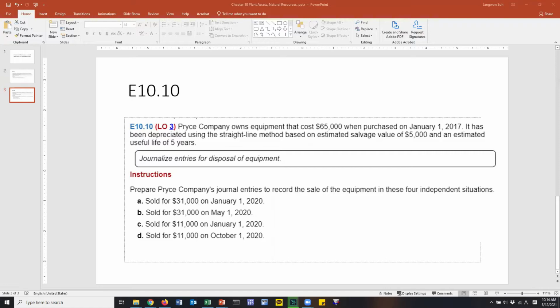The key here is you should always consider accumulated depreciation when you sell the PP&E assets. That is, always consider it, because accumulated depreciation is attached to PP&E, right?